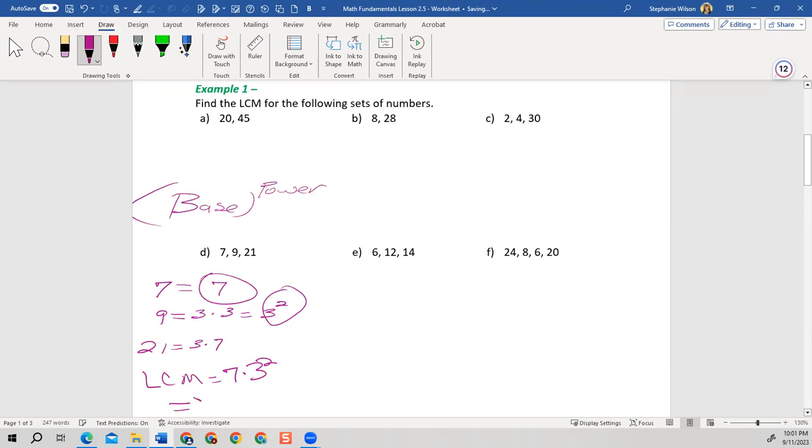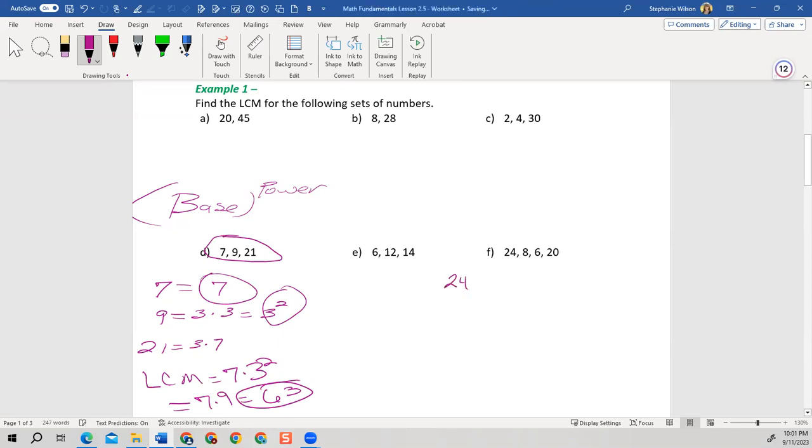So now I got 7 times 3 times 3, right? 3 squared is 3 times 3, which is 9. 7 times 9 is 63. So 63 is my least common multiple that all 3 of these numbers will go into, just a different amount of times. So let's do F right quick.